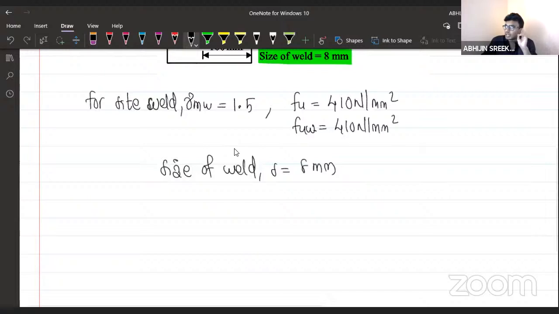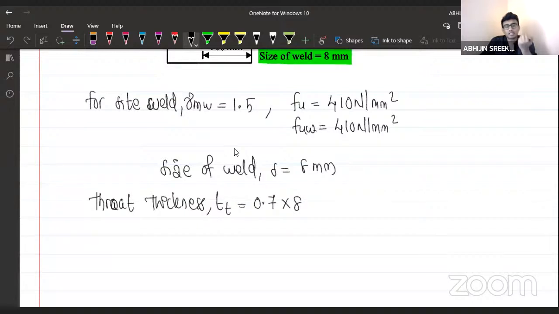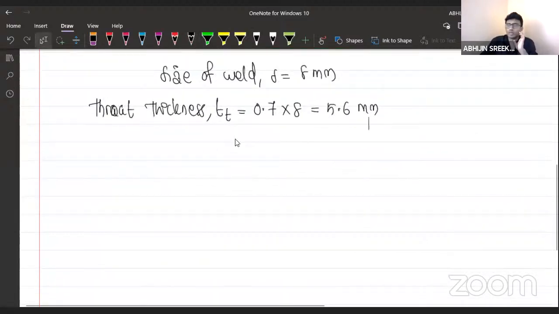In order to find the design strength of the weld, especially the fillet weld, we need to calculate the throat thickness. How to calculate the throat thickness here? S is the size of the weld. I am representing the throat thickness with the letter TT. Exactly, it is 0.7 times the size of the weld, equal to K into S, which is 5.6 mm.